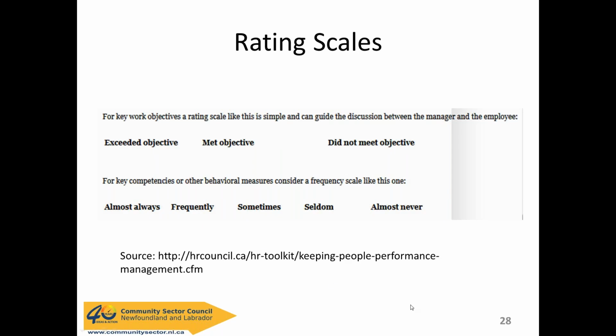So here are some examples of rating scales that you may decide to incorporate into your performance management form. As you can see, someone either exceeded the objective, met it, or did not meet it. Very simple way of saying things. And for key competencies or other behavioral measures, you may want to consider the words such as almost always, frequently, sometimes, seldom, or almost never. This is also on your resource list as well, so take a look when you have a moment.